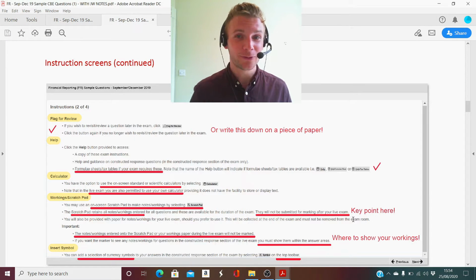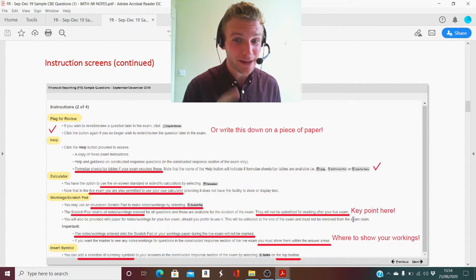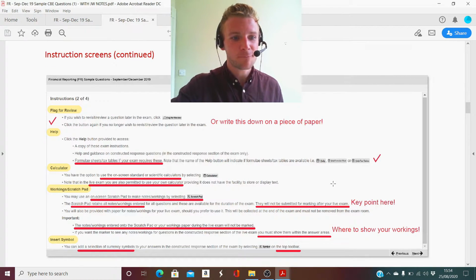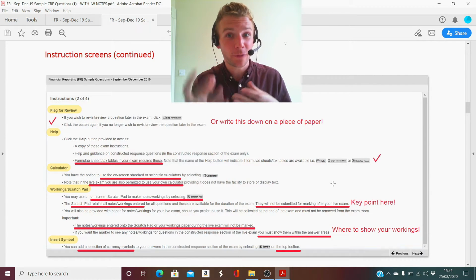So you've been warned. Make sure you're aware of it and make sure you're practicing it. The only other thing at the bottom here we have is the insert symbol. So add a selection of currency symbols on there in case you've got any foreign currency.